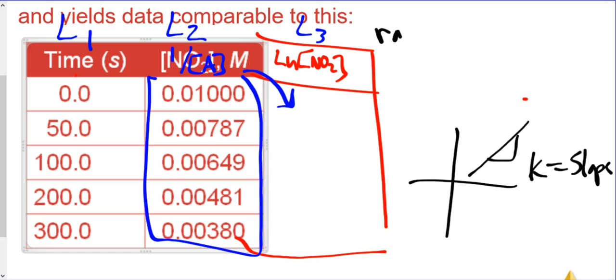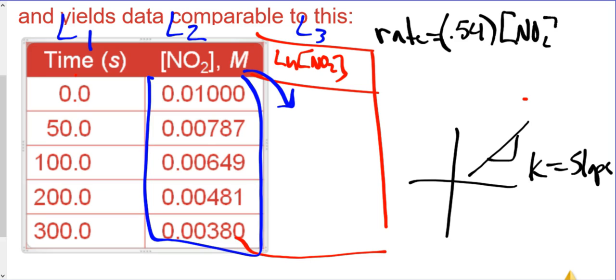All right, and now you could know the rate law. Rate equals k. What was the value? 0.54? 0.54 times the concentration of NO2 squared. Where'd the 2 come from? The 2 came from the fact that it's second order, because this one looked like that. The other one was curved. That was your first order.